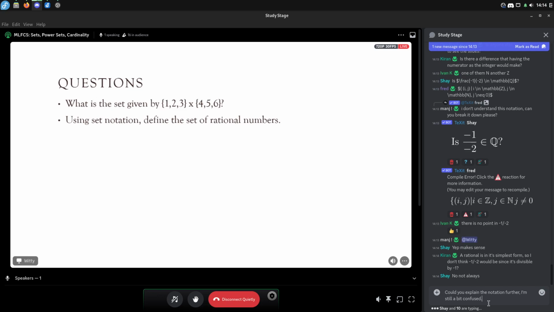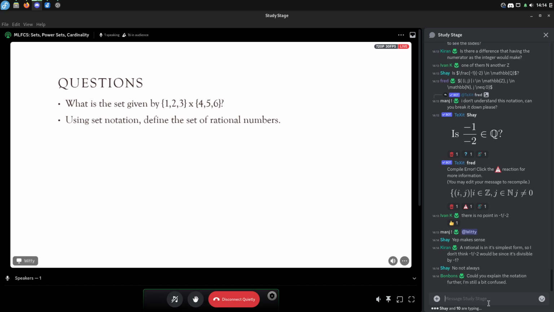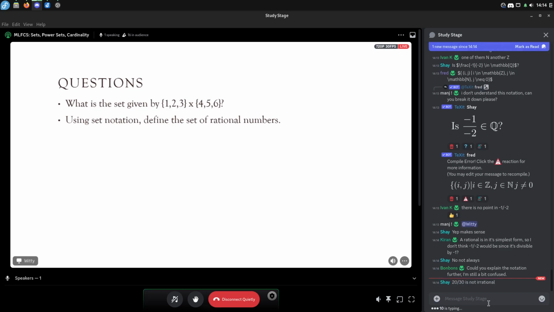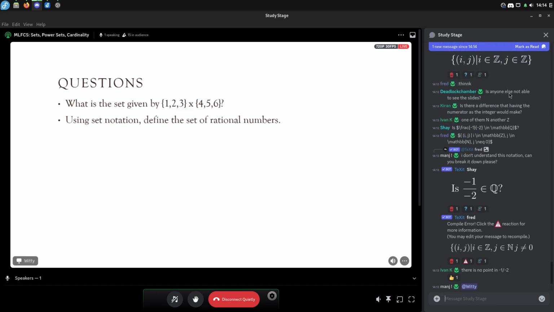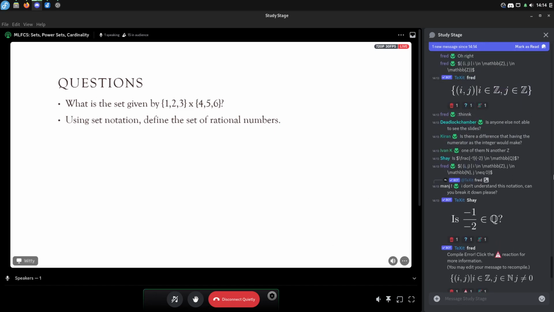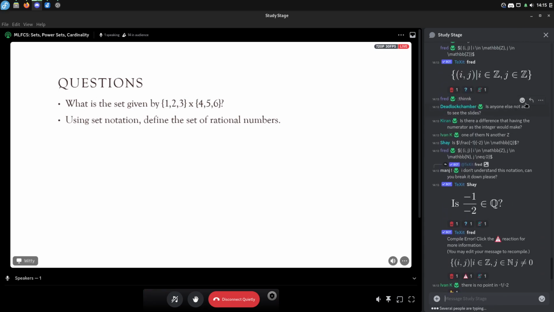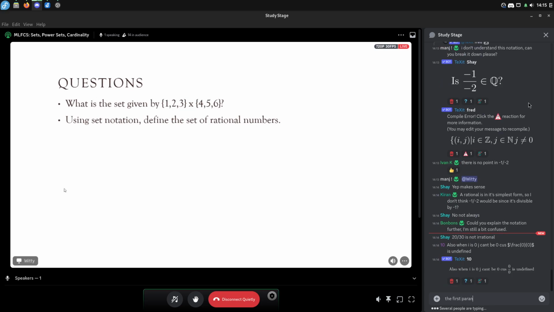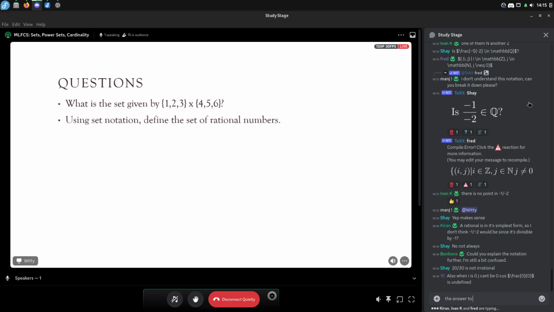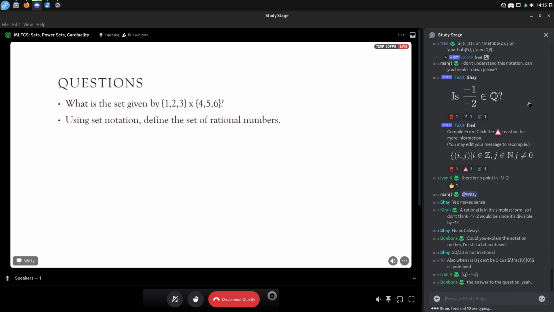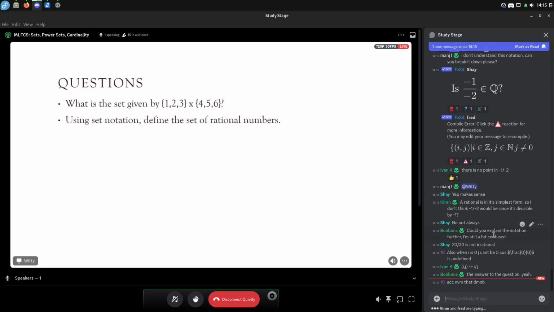I can see the chat is now. Does everyone understand? Not always. Could you explain notation further? I'm a bit confused. Bonbons is asking, could you explain notations? So what about notations are you confused about? Are you on about the notations people have put in the chat? The answer to the question, yeah.